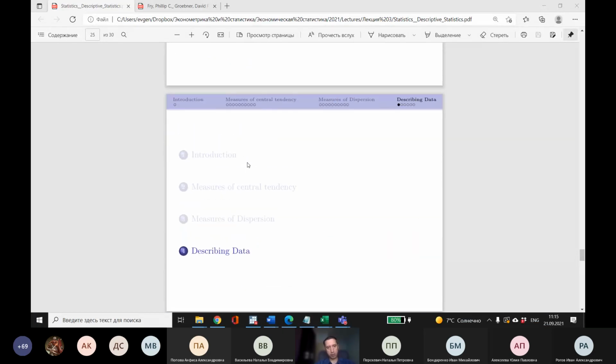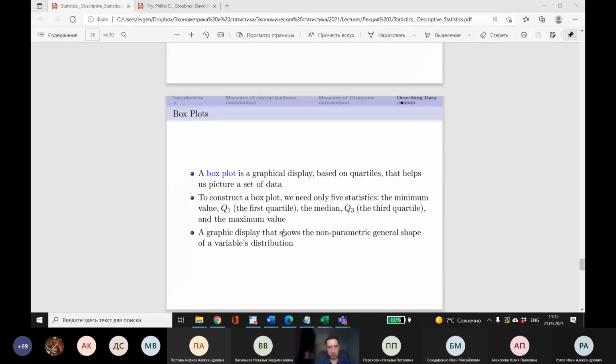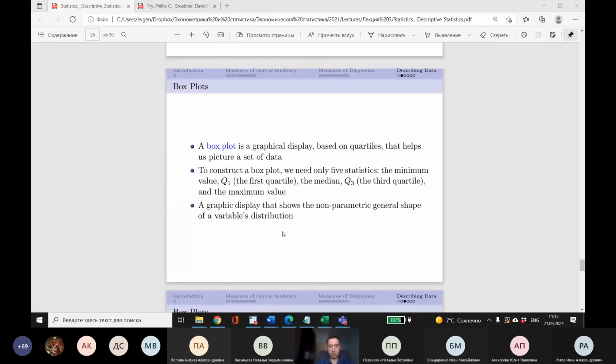One week ago, we learned measures of central tendency, measures of dispersion, their numbers. Two weeks ago, we learned frequency and relative frequency distribution. These tools are very important to generalize the data set. In addition to these rules, there is another interesting tool, and the name of this tool is boxplot. Boxplot is very simple. Boxplot is a graphical display based on quartiles that help us picture a set of data.